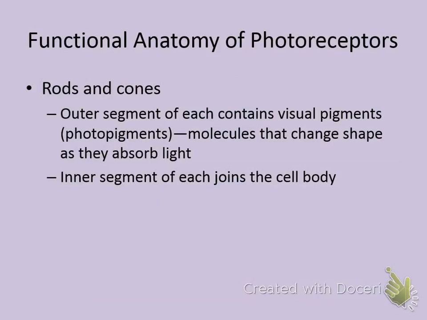So rods and cones. Rods and cones are the receptors in the back of the eye. They help us to see visual images. The rods are more for darkness. The other ones are more for light and images.